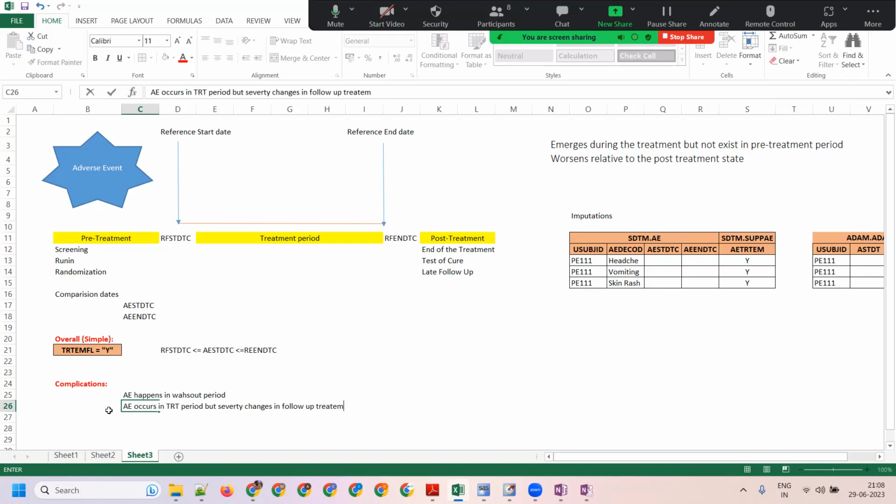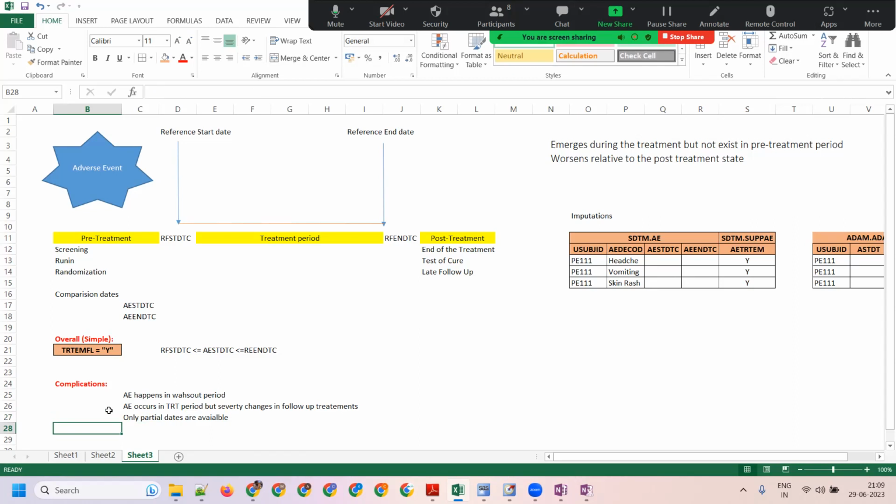So in a simple way, whenever crossover studies come into the picture, calculation of this event, that is the adverse event which is going to be treatment emergent, is a difficult task. Number three, worst case, only partial dates are available. So these are the three scenarios where it becomes difficult for us.